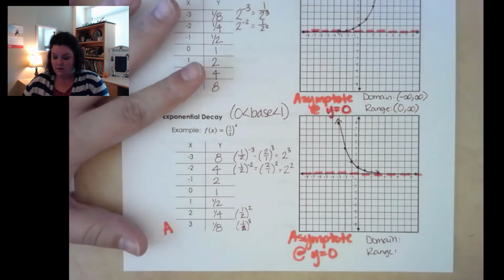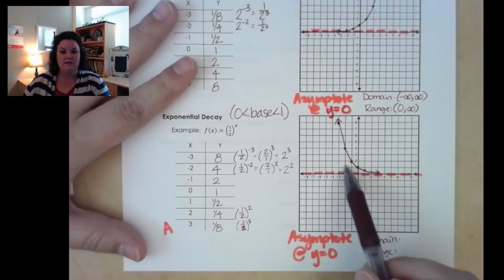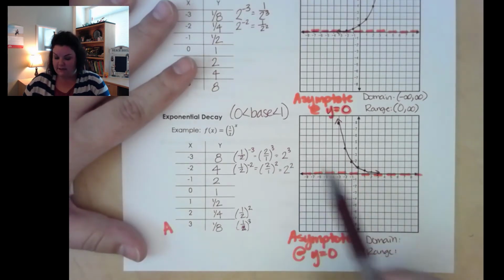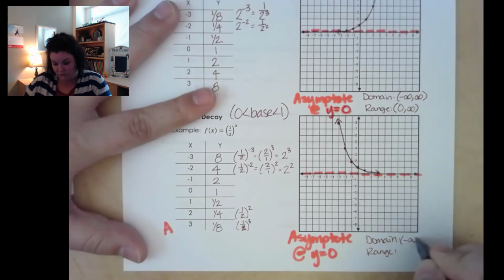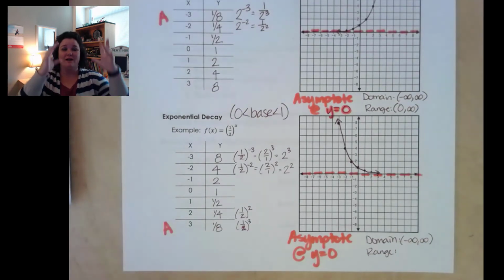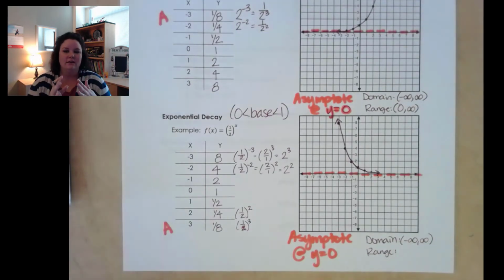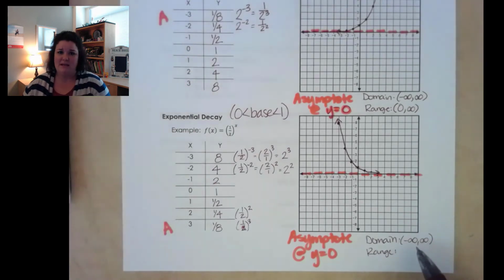Our domain, notice, is left to right. This function is going to keep going out to the left. It's also going to keep going out to the right. In fact, every exponential function, even when you transform it, if you move it left, right, up, down, stretch, shrink, reflect it, it will always keep going left and right. So our domain on these functions should always be -infinity to infinity when we're dealing with exponential functions.